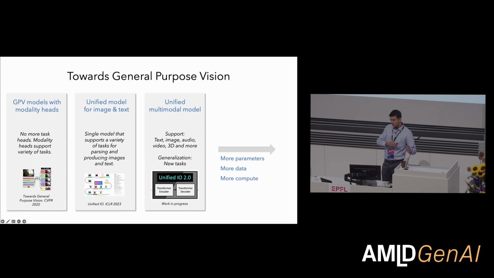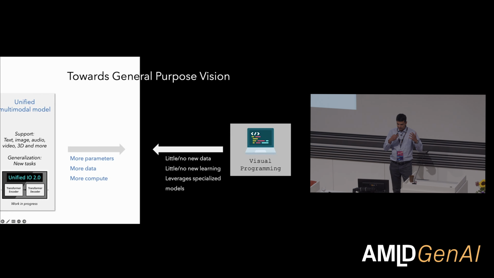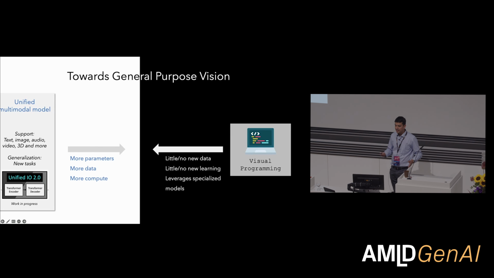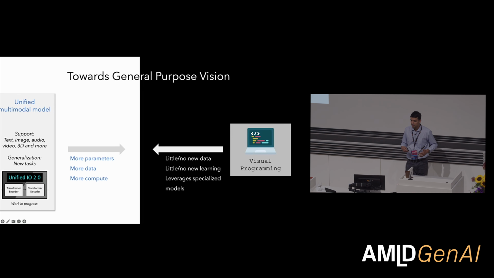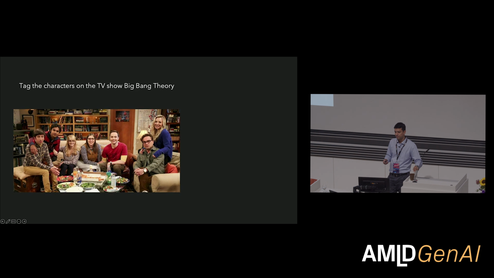But one thing's clear, this way of doing things is adding more parameters, more data, more compute. And so one of the questions that we've been asking ourselves is, is there an alternative? Can we create general purpose vision by adding less data, by adding less learning, and instead leveraging specialized models? And this is the paradigm of visual programming.